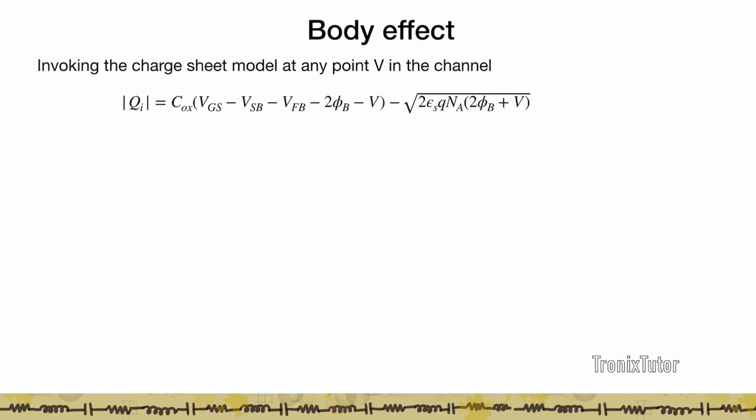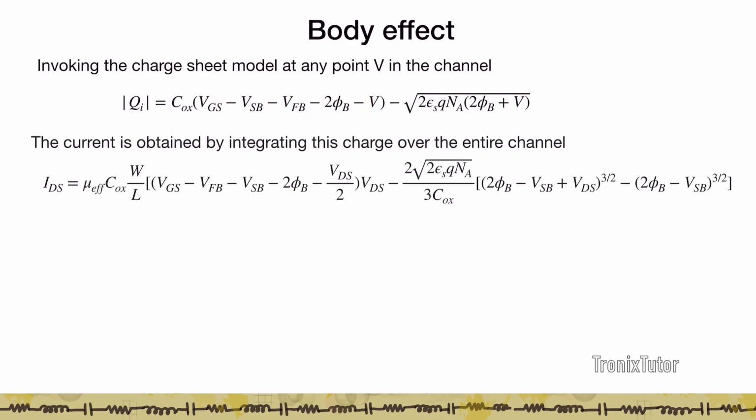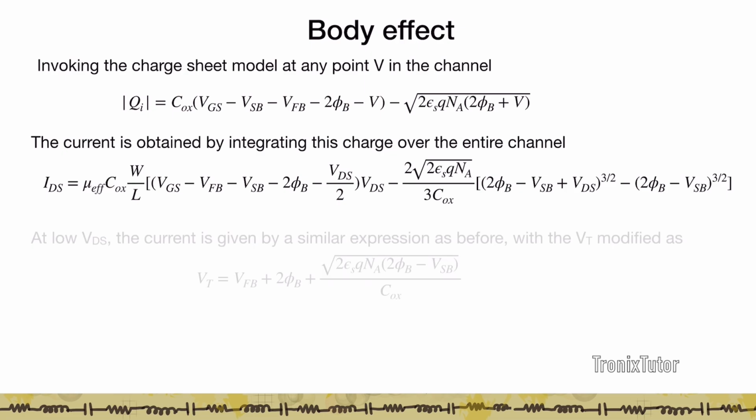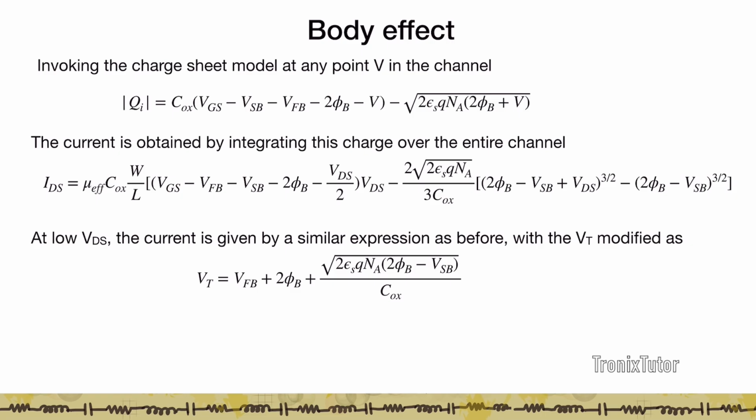If we invoke the charge sheet model at any point V in the channel, the charge sheet model gives us that Qi is equal to Cox times the net Vox. Now remember that because you applied a bias between the substrate and the source, the total charge in the capacitor increases, and so the total inversion charge density increases, from which you can extract the current, again using techniques we had used in the MOSFET lecture. And what we see is that if you now approximate this to low VDS, the device looks like the same device only with a changed VT.